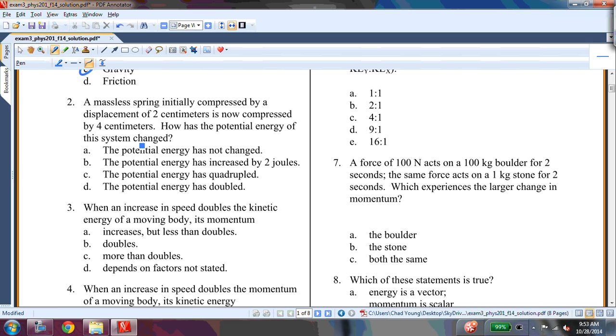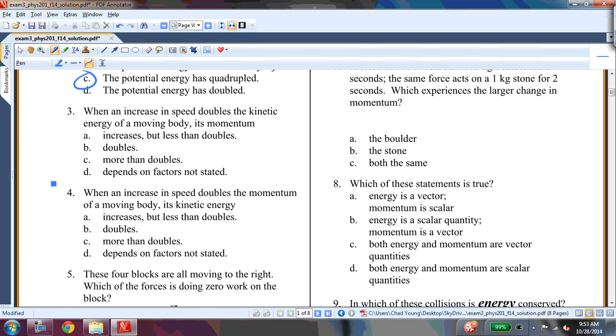A massless spring is compressed by 2 centimeters, and is now compressed by 4 centimeters. How has potential energy changed? Well, I know that potential energy is 1/2 kx squared. If I double x, that quadruples the potential energy. So C is the right answer.